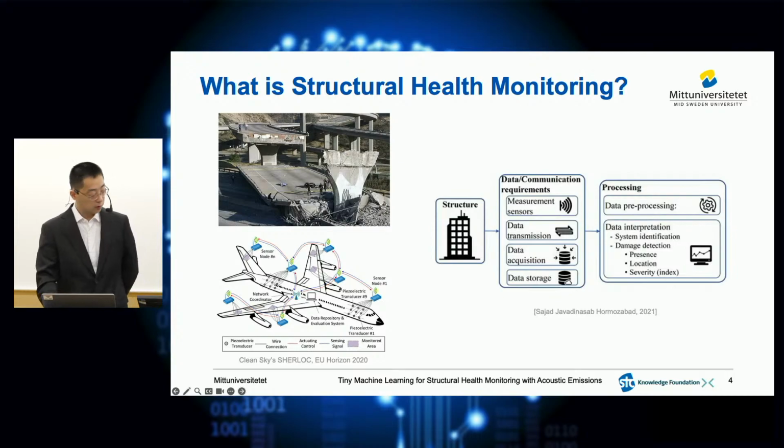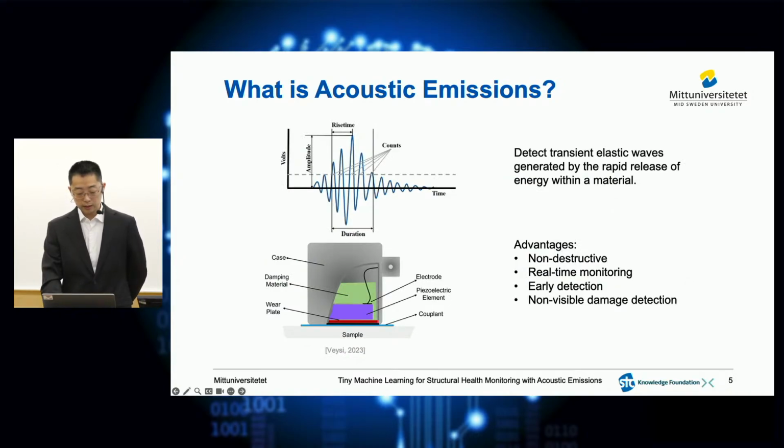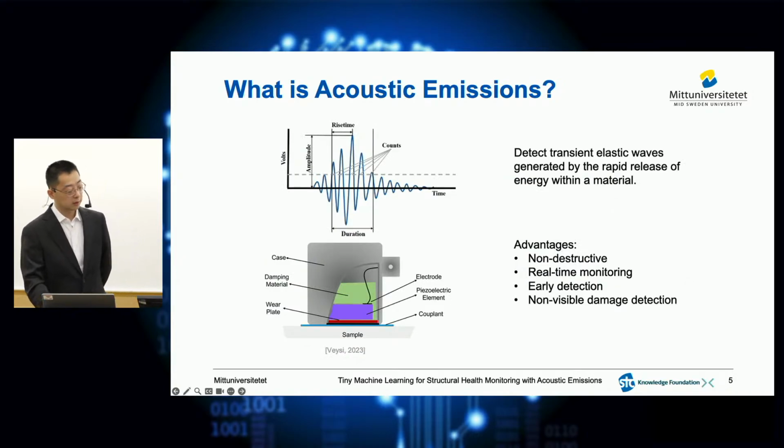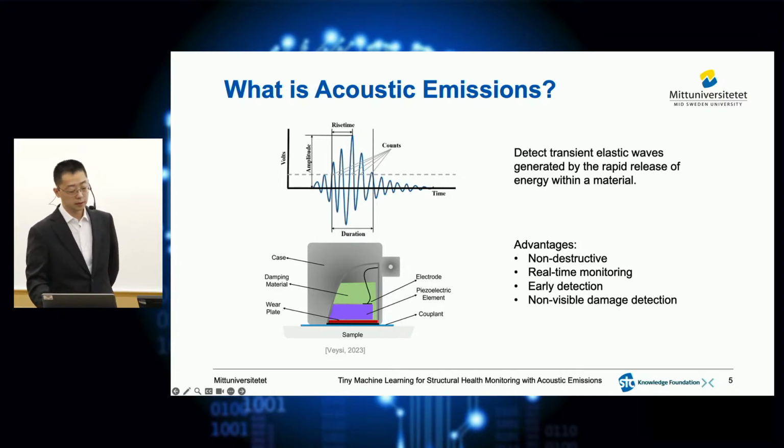So in our studies, we use acoustic emissions, but why do we use it and what is it? It is a technology that can detect transient elastic waves generated by the rapid release of energy within a material.